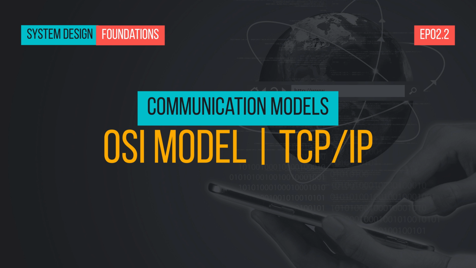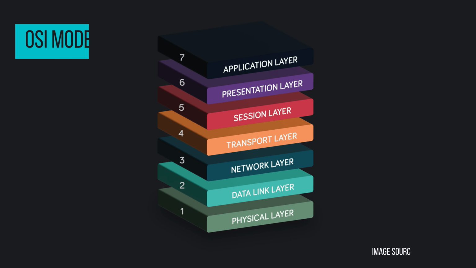In this video, we will talk about the OSI model and the TCP/IP model. Imagine you are sending a letter to a friend in another country. You write your message, put it in an envelope, address it, give it to the postal service, and somehow it travels through multiple postal systems across borders and arrives at your friend's mailbox. The OSI model works similarly. It's a 7-layer framework that breaks down the complex process of network communication into manageable, specialized layers.